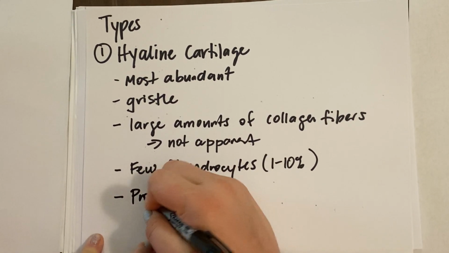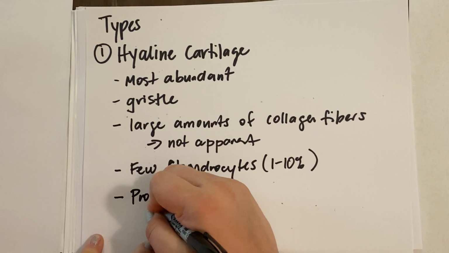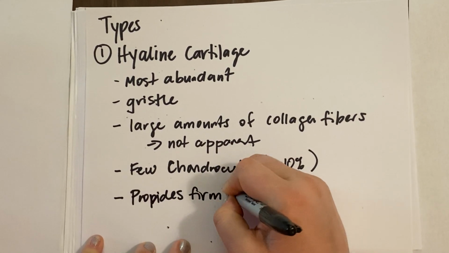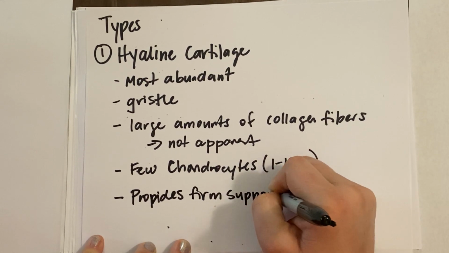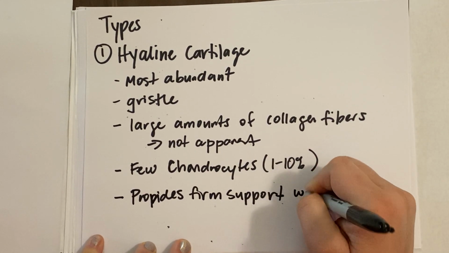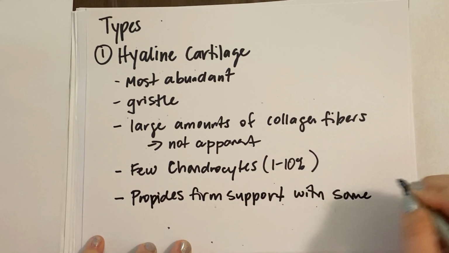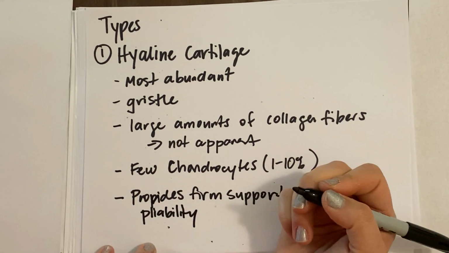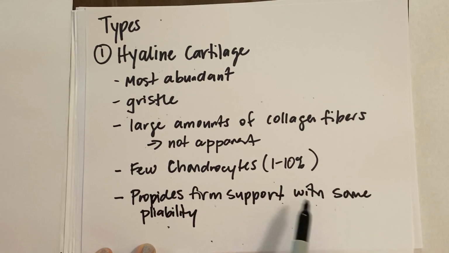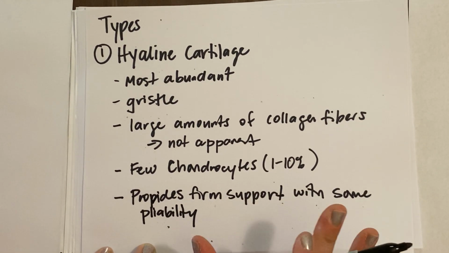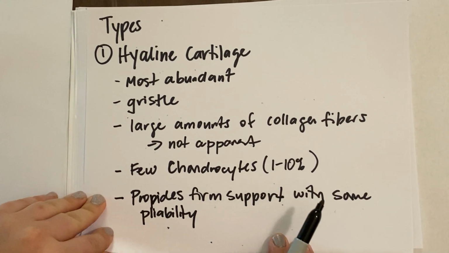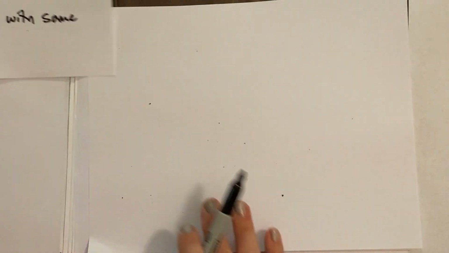So it provides firm support with some pliability. It's going to be important that it's supportive, but then has a little bit of pliability, not too flexible, but some. Now we're going to talk about where it's found.